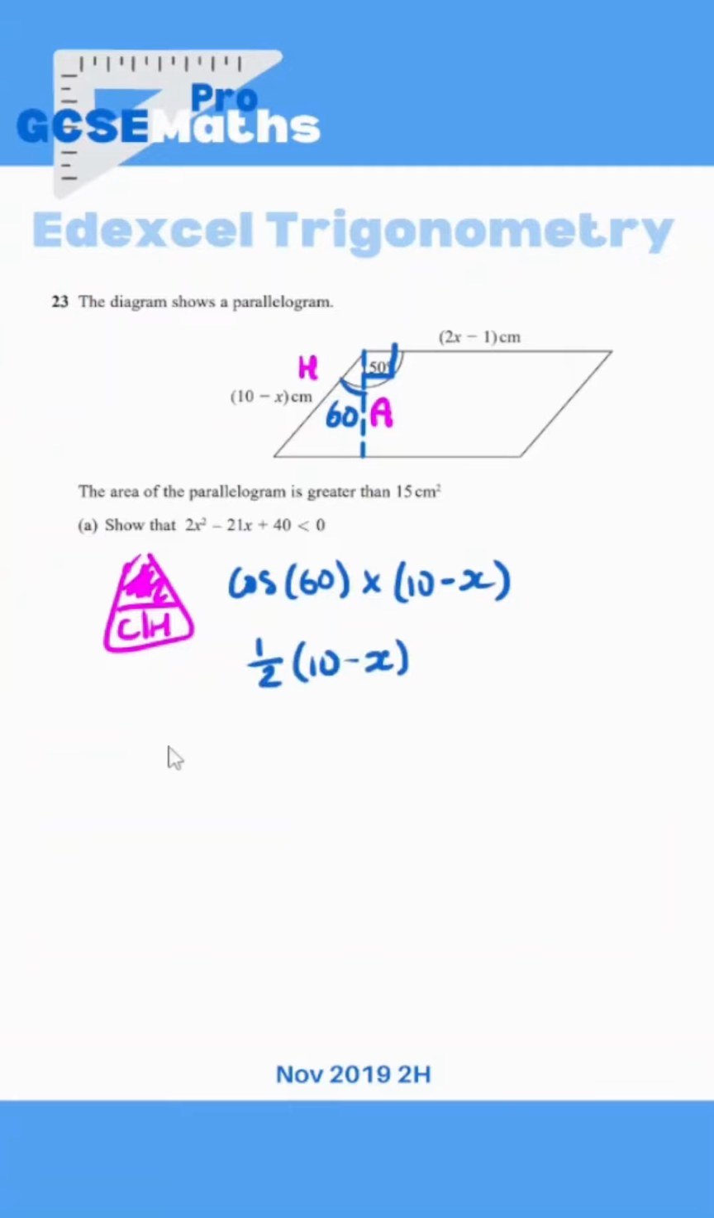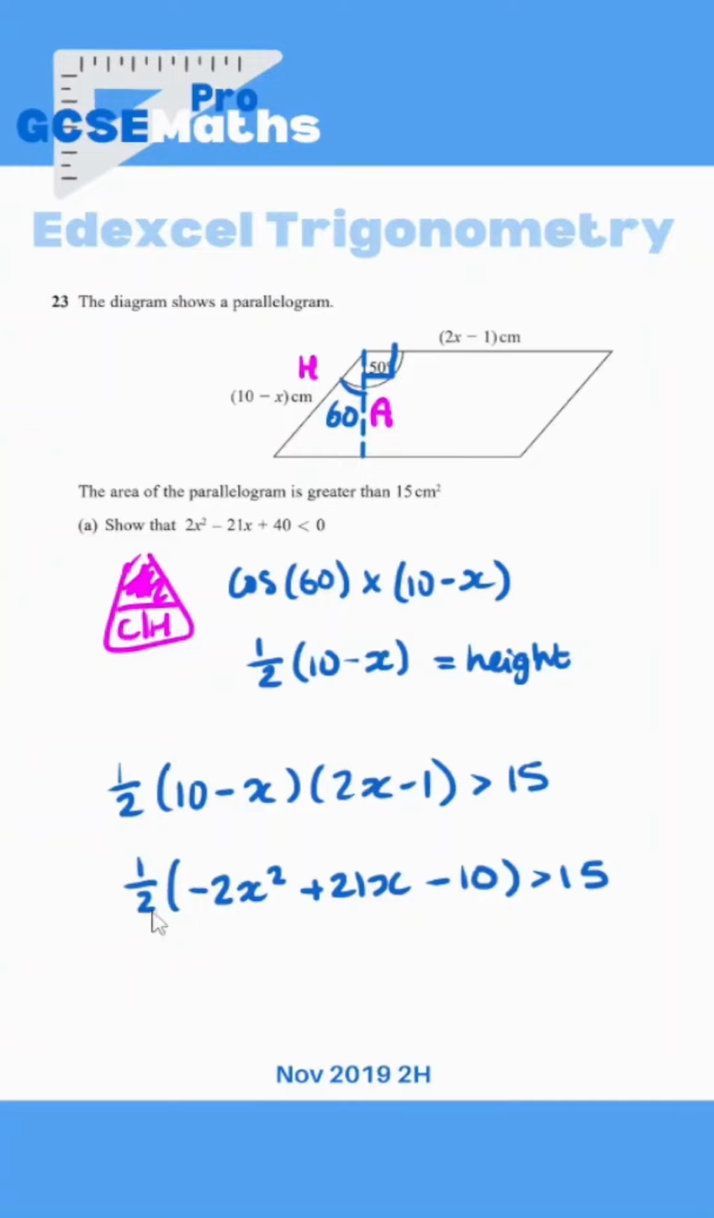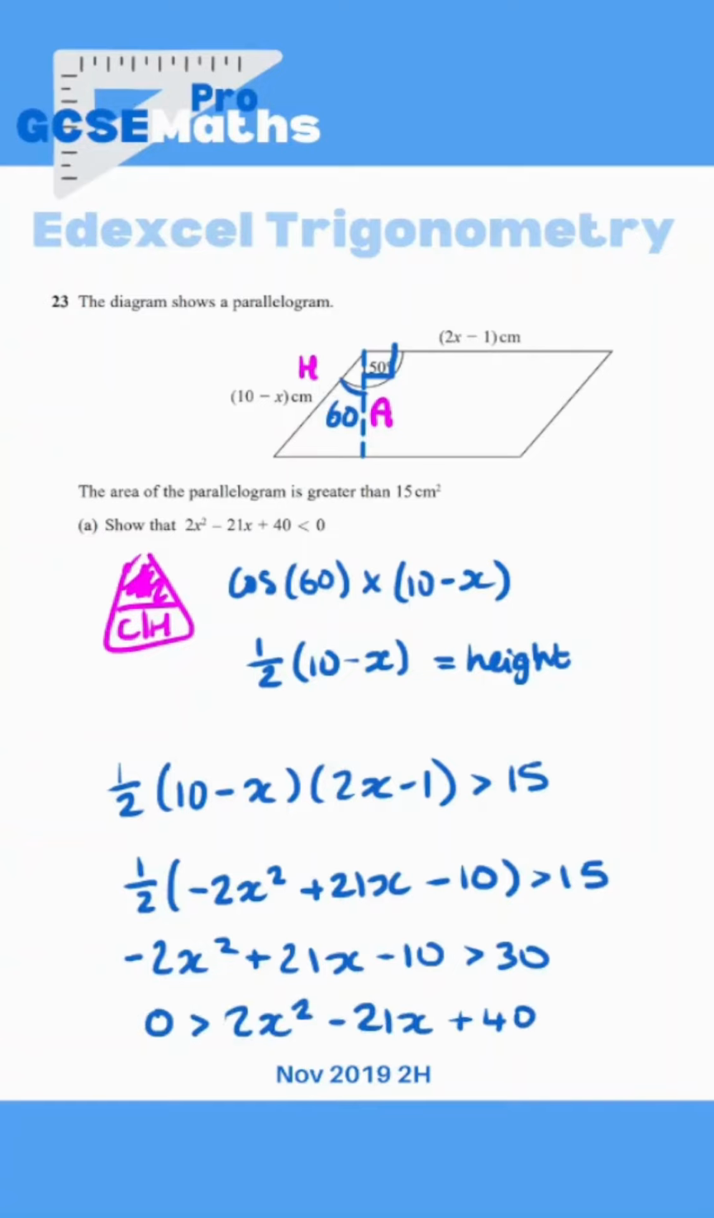So to find the area, we would need to multiply this, which is the perpendicular height, by the width, which is 2x minus 1. And they said that the parallelogram is greater, so we'll put the inequality symbol that way around, than 15. Now we just need to expand and move things around until we get to exactly what they have. I'm going to multiply by 2 so I don't have to deal with any decimals, and then move everything to the right so that we get the same positive x squared. Even though it's the other way around, it is technically exactly the same as what they've got.